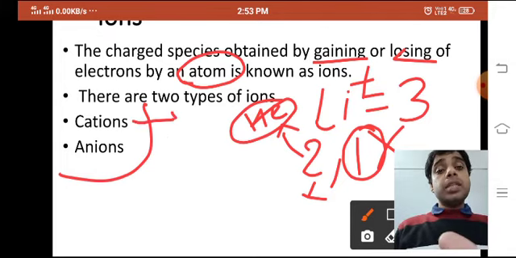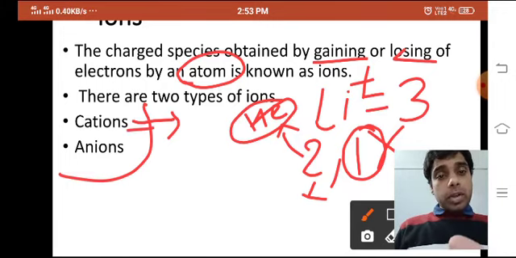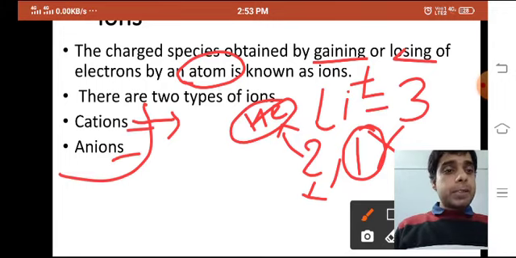The positively charged elements, after losing 1, 2, 3 electrons from the valence shell, would be called cations. And anions, whenever you are seeing a less number of valence electrons, less number of electrons means it will require 1, 2, 3 electrons to gain the stability.